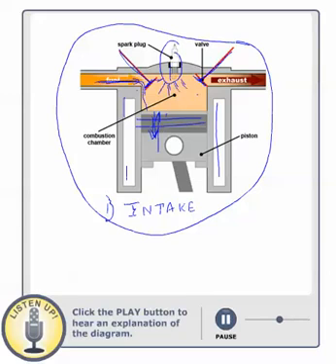When this mixture is compressed to the predetermined pressure, at that time the spark plug ignites this mixture, and this flame front travels all the way and burns all this fuel, and this fuel reaches very high temperatures, and it pushes the piston all the way down. So this is actually the power stroke. The first stroke is intake. The second stroke is compression. And the third stroke is the power stroke.